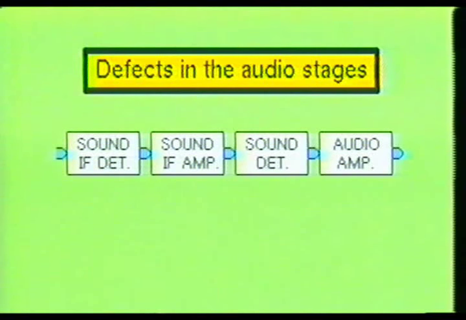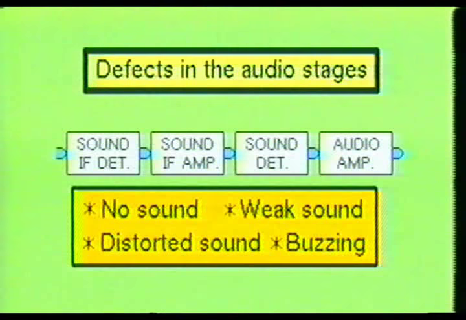Defects in the audio stages are easy to recognize. They can occur in 4 different categories: no sound, weak sound, distorted sound, and a buzz in the sound. In each case, the video image and color will be normal. The symptoms will only show in the audio reproduction portion of the receiver.